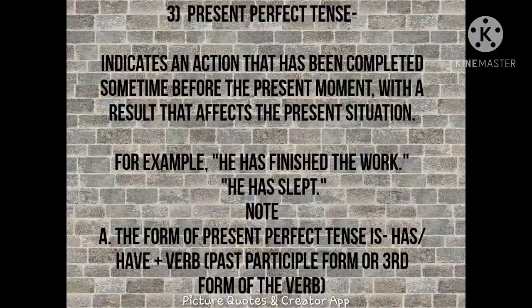Look at the form of present perfect tense. Has or have plus the verb. The verb should be in V3 form, or the third form of the verb. So has or have depends upon the subject, singular or plural. Singular means has, plural means have, plus the V3 form of the verb is used to form present perfect tense.